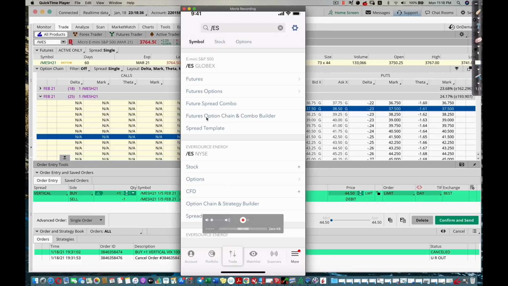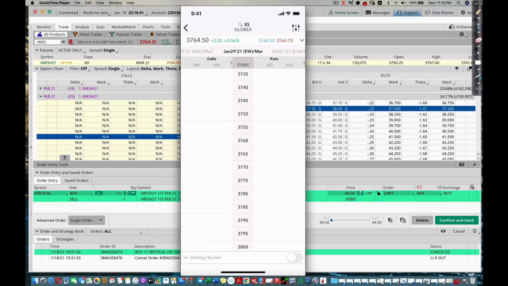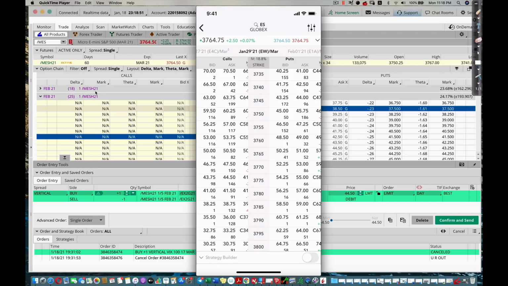So click on this and it will load the option chains. All right, there we are. So just select the same date. So it was the 12th of February, remember? That's the expiration. So we look for 12th of February. We just scroll this.